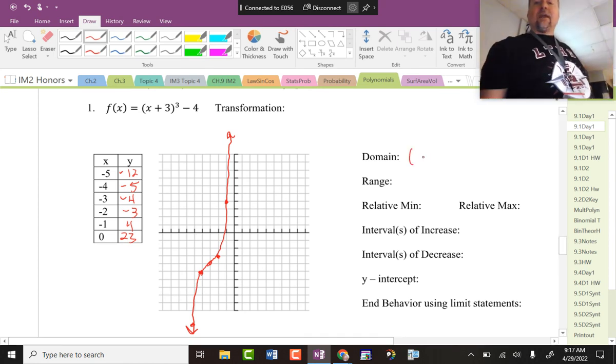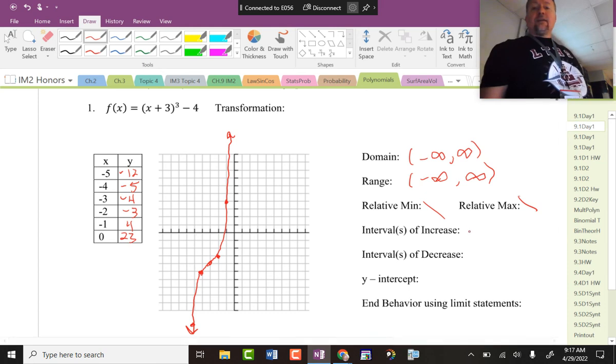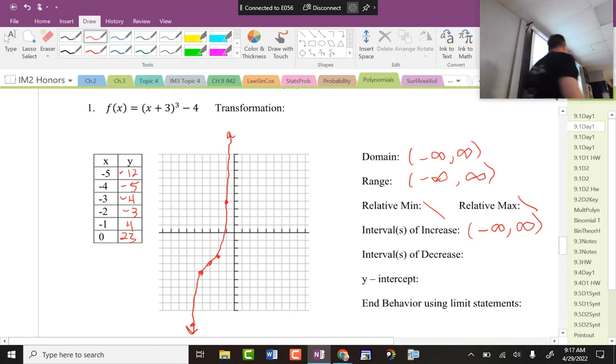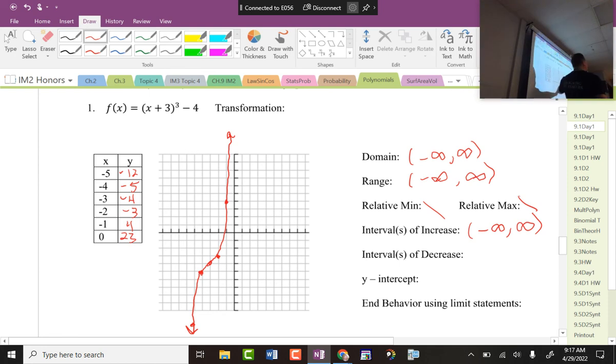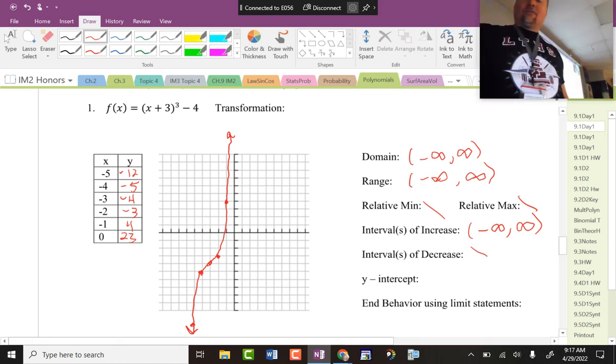Domain and range for cubics is always all real numbers. There is no restrictions. What's great about this is I don't have to worry about relative minimums or maximums because there aren't any. That's just a flattening out point. Interval of increase, it does it forever. That point of inflection, that flattening out point, never stops increasing. Flattens out a little bit. Oh my gosh, that's a huge fumble. So there's no decrease.